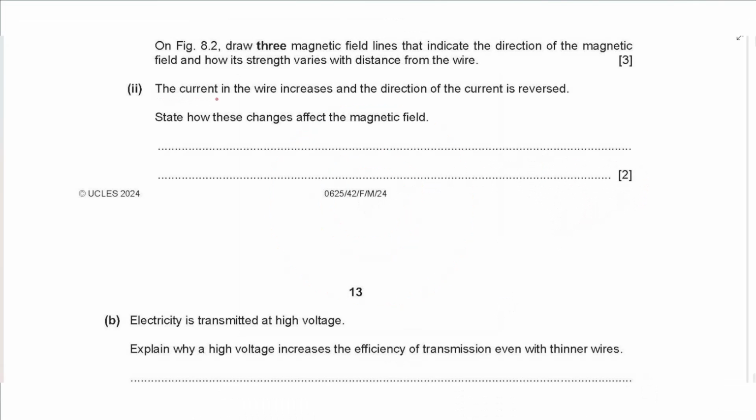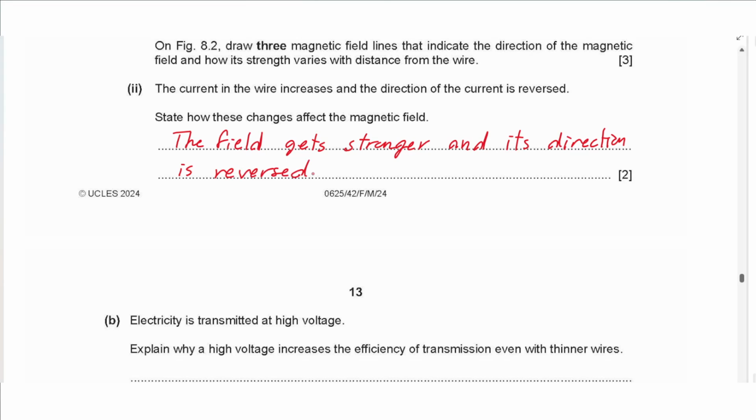Part I says the current in the wire increases and the direction of the current is reversed. State how these changes affect the magnetic field. So the field gets stronger and its direction is reversed. Increasing the current increases the strength of the field, and reversing the current reverses the direction of the field.